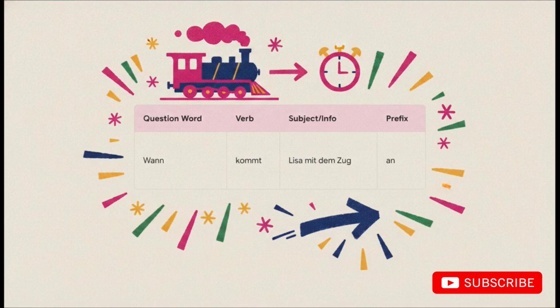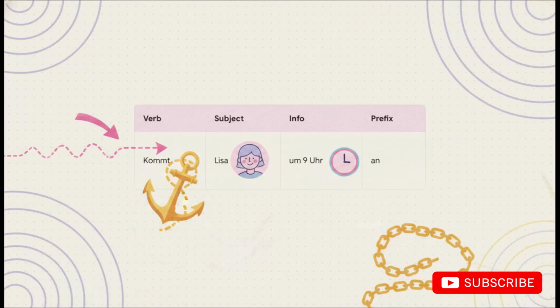Even when we start our sentence with a question word in position 1, like wann, meaning when, and follow it with our base verb in position 2, kommt, the prefix stubbornly stays at the very end of the sentence. Wann kommt Lisa mit dem Zug an? See? The logic just doesn't break. And guess what? This beautifully holds true for yes or no questions as well.